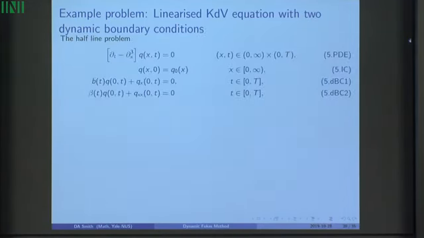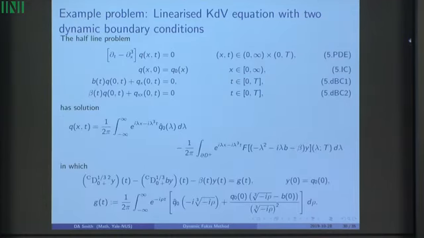Well, then we could do linearized KdV if we take the opposite time direction. You now need 2 boundary conditions for a well-posed problem, at least in the static case, and it turns out it's the same in the dynamic case. And now here's the solution representation.